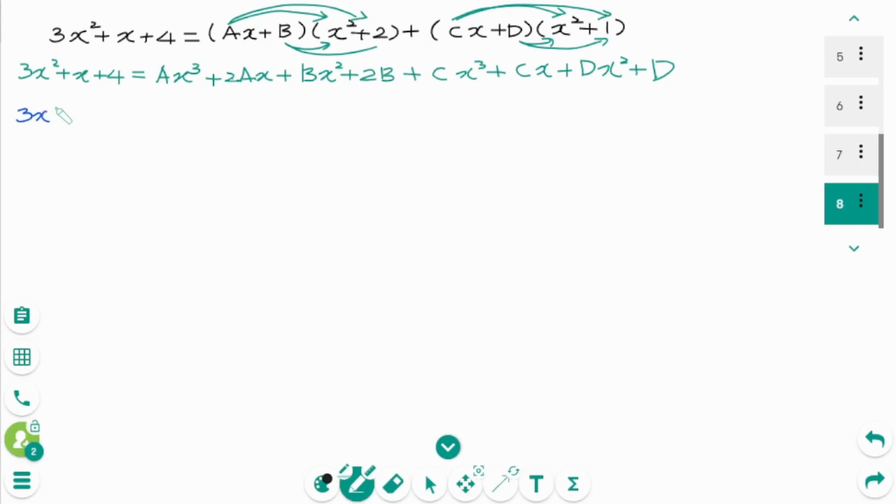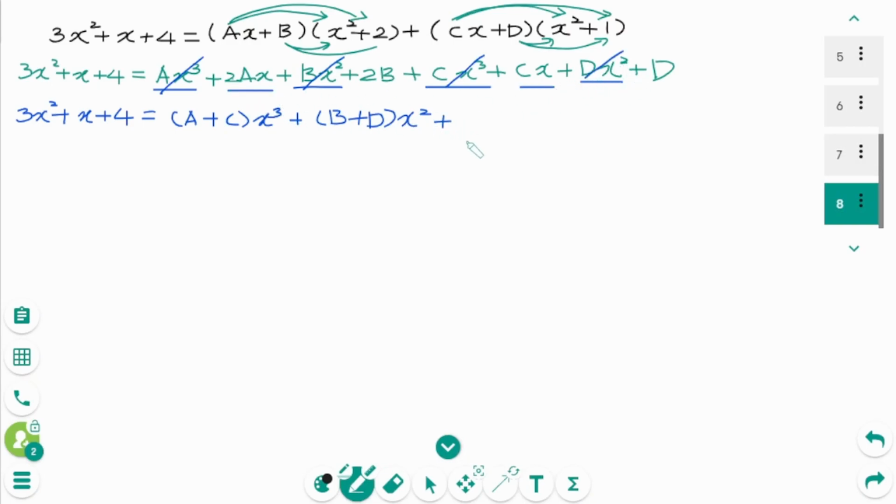Then 3x squared plus x plus 4 equals, collect the like terms, this one and this one, a plus c times x cubed, then this one and this one, plus b plus d times x squared, plus this one and this one, 2a plus c times x, the last one, which is 2b plus d.